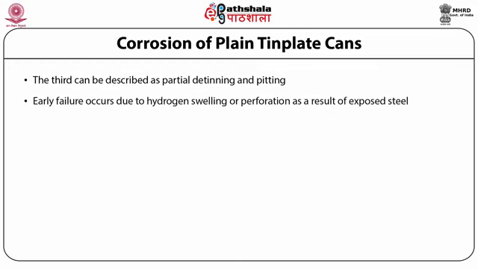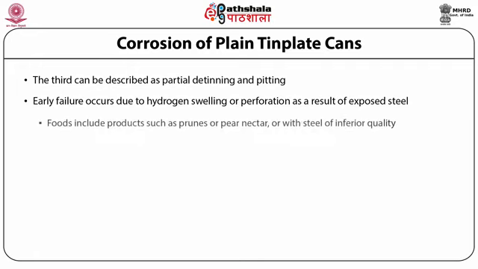Early failure occurs because of hydrogen swelling and perforation as a result of the exposed steel continuing to corrode. This type of behavior is associated with products such as prunes or pear nectar or with steel of inferior quality.